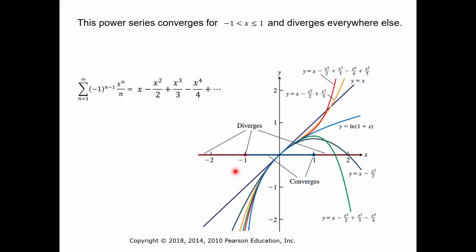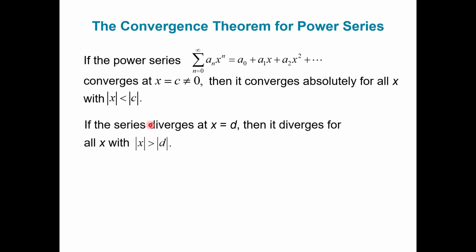Let's summarize what's going on now with these convergent power series. So the convergence theorem for power series says the following. If the power series, notice this one doesn't have a center other than 0, and I'll explain the difference in just a moment, if this power series converges, so if we know it converges at some number, we're going to call that number c, then it converges absolutely for all the x values less than the absolute value of c. So basically that means between negative c and positive c for all those x values. For us, that was negative 1 and 1.